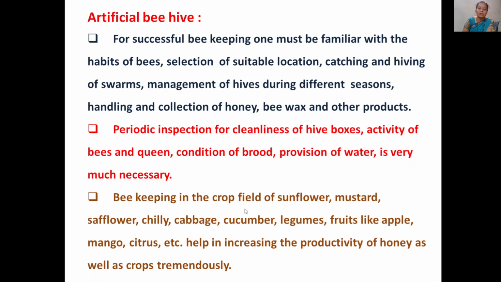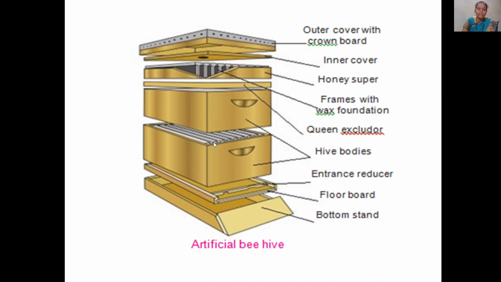Beekeeping in the crop field of sunflower, mustard, safflower, chili, cabbage, cucumber, legumes, fruits like apple, mango, citrus, etc. helps in increasing the productivity of honey as well as crop tremendously. Go to next slide. Here we can see artificial beehive.